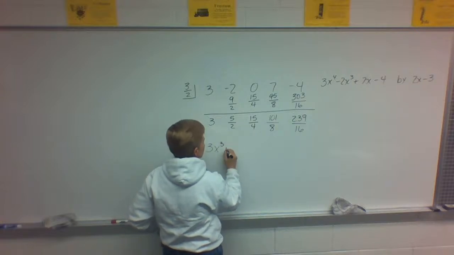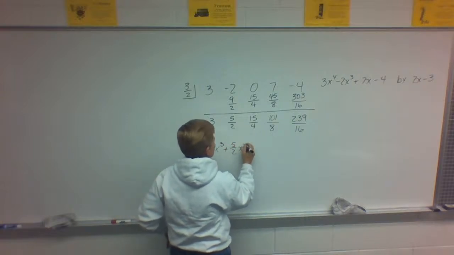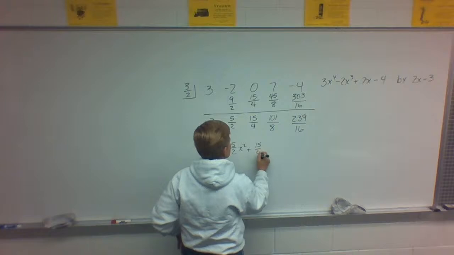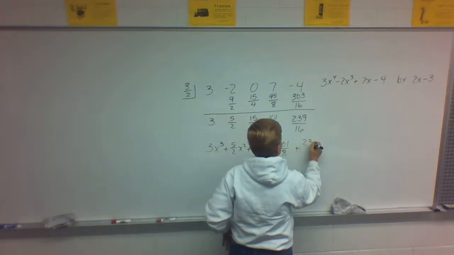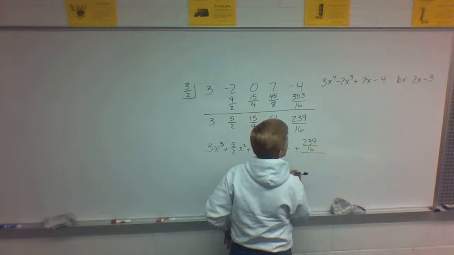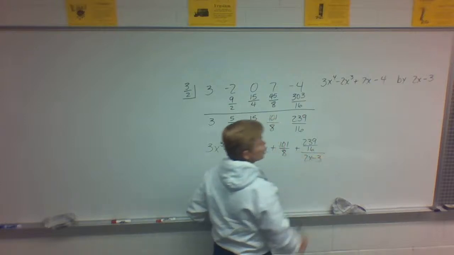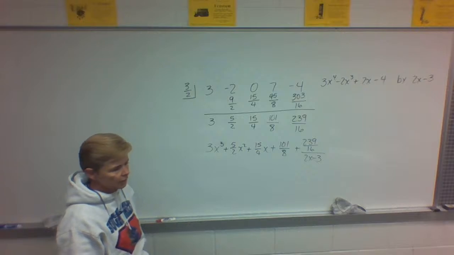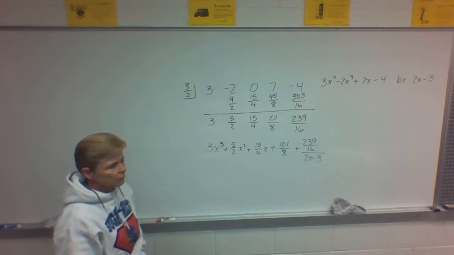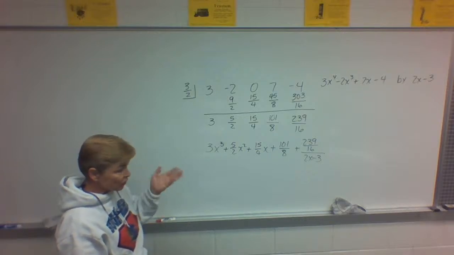3x to the 3rd plus 5 halves x squared plus 15 fourths x plus 101 eighths plus 239 sixteenths over 2x minus 3. Gross. That is horrible. You will not hit anything that hard on this exercise. That's because I made it up. I apologize. But that's still the process.